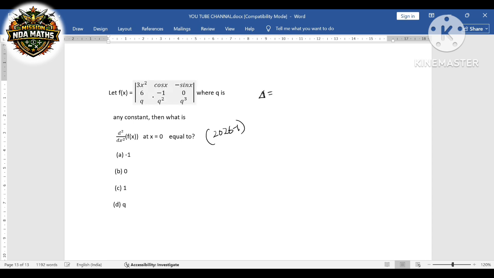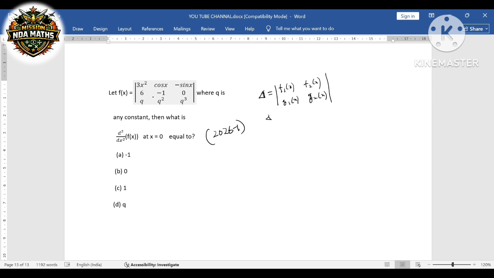Suppose delta is a determinant. I am taking a simple example, a 2 by 2 determinant: first row f1(x), f2(x), second row g1(x), g2(x). This is a determinant.